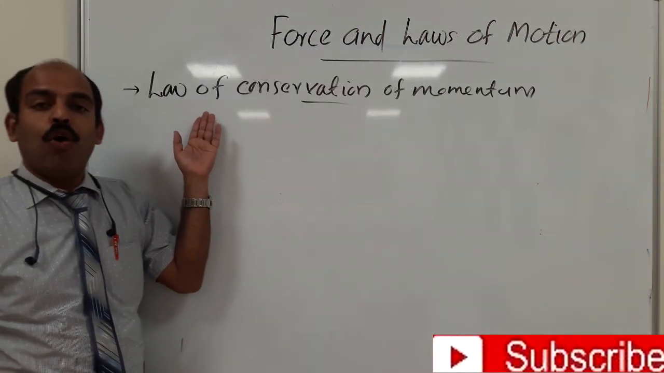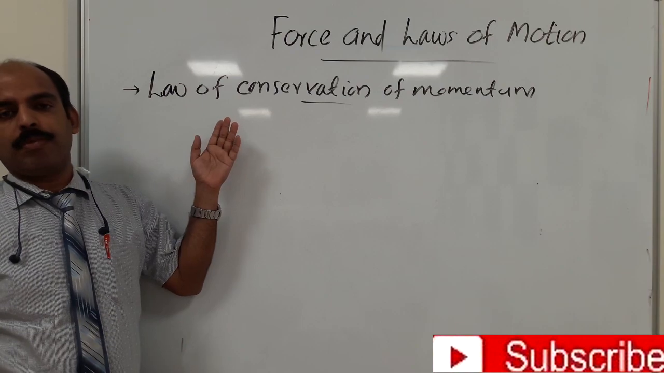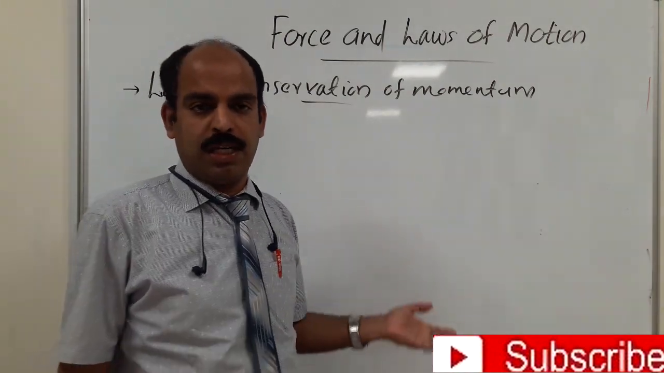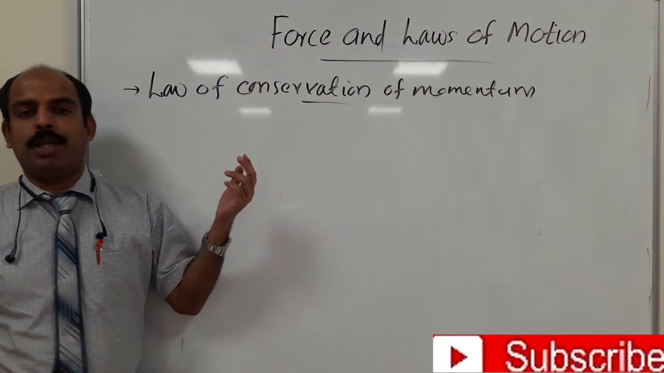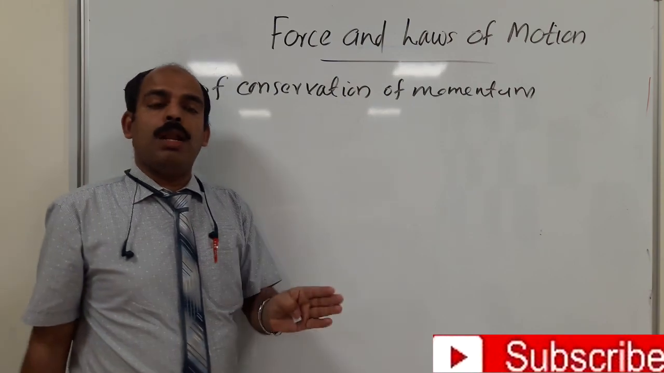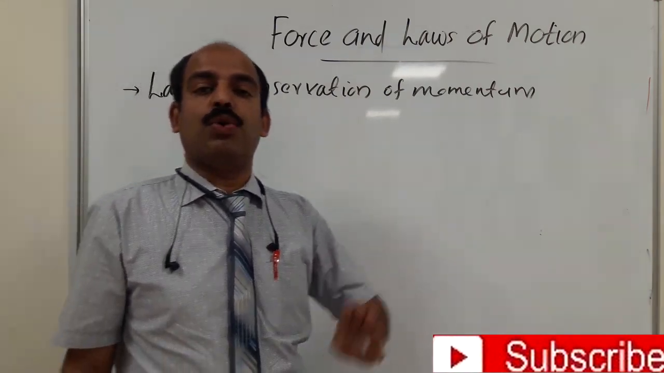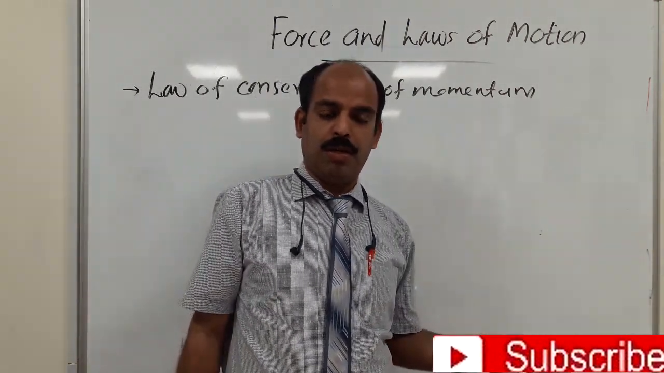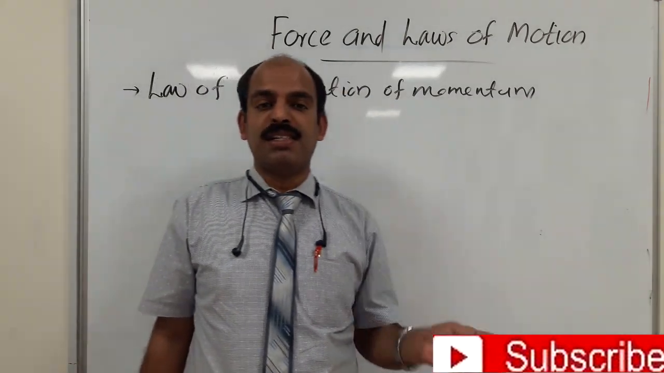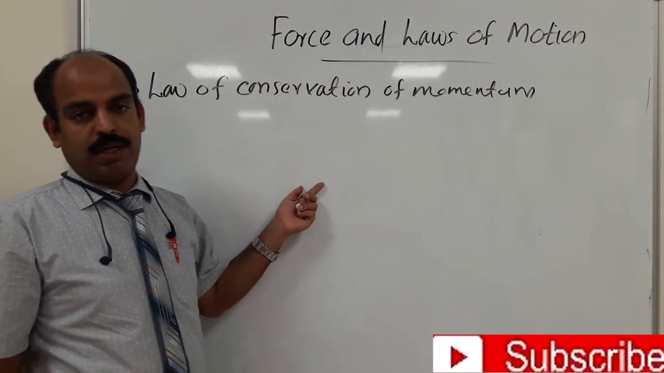Now we have the law of conservation of momentum. We studied about momentum. Momentum is the product of mass and velocity. And what is the law of conservation of momentum? According to the law of conservation of momentum, total momentum before collision is equal to total momentum after collision, or the total momentum of a system is conserved. This we can prove.